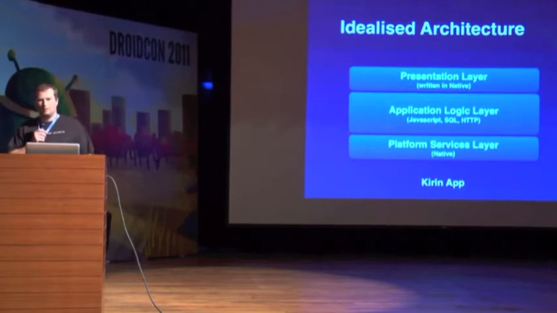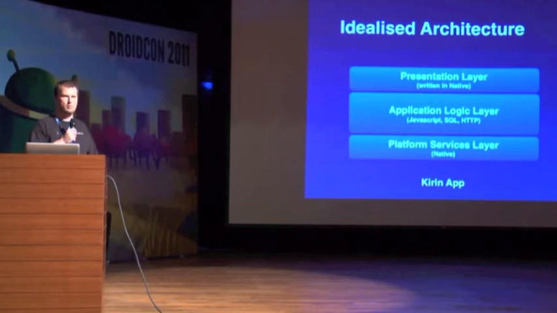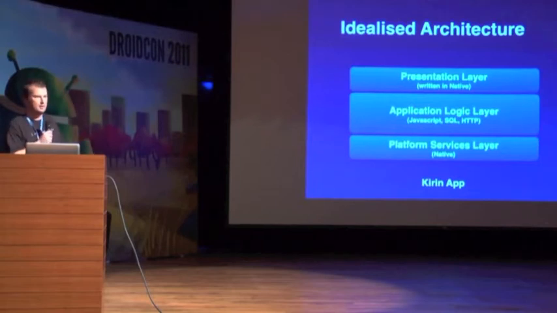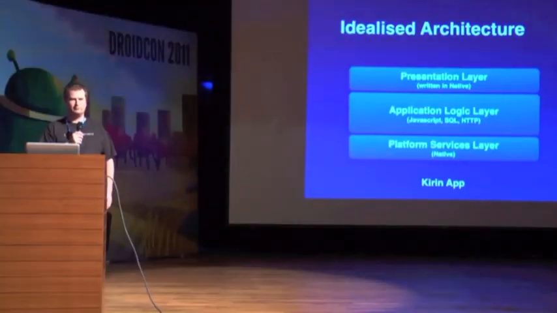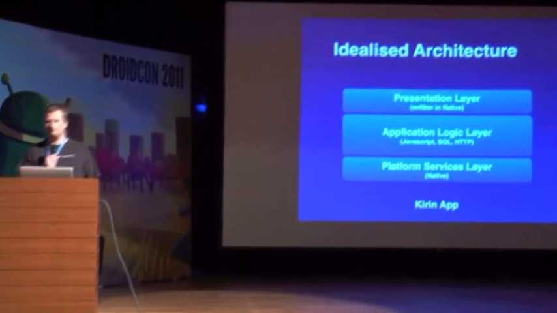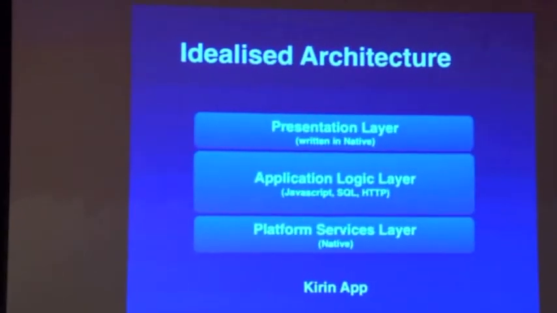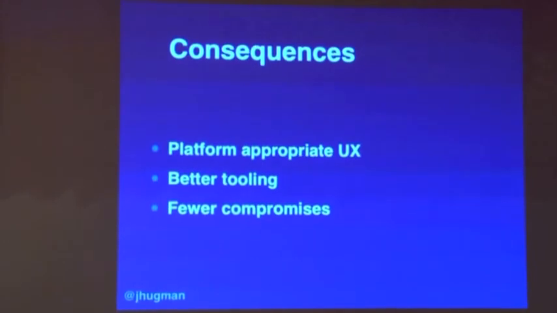So you remember this architecture? Kiri has the presentation layer written in native. So you write your UI in native, and the application logic is in JavaScript. And that's the bit that's shared. And then a platform service layer, which is written in native, but that's provided by Kiri. Now, consequences of that.